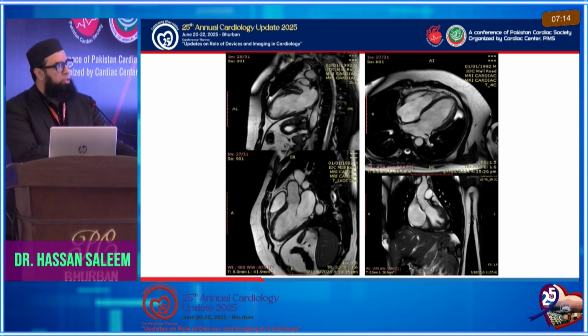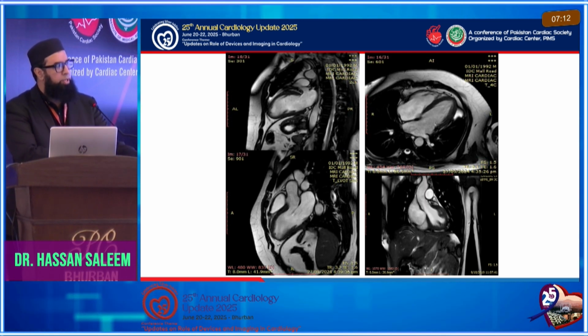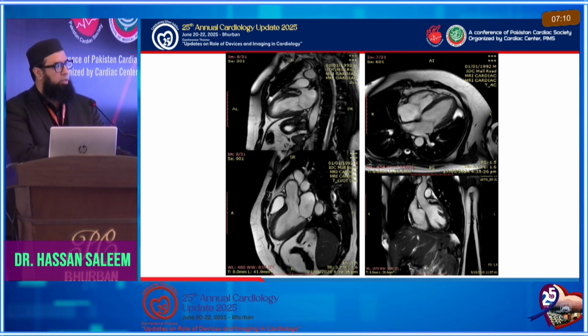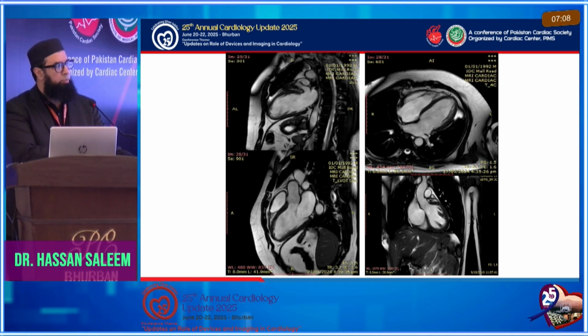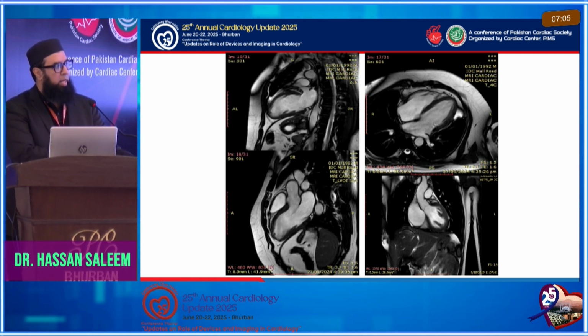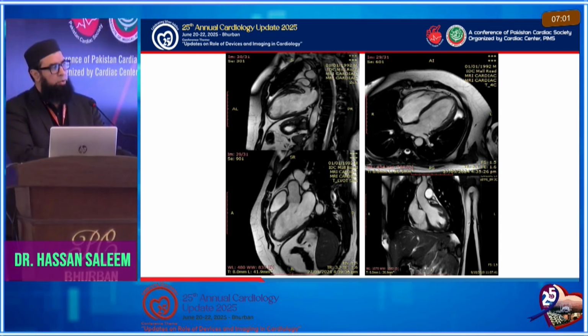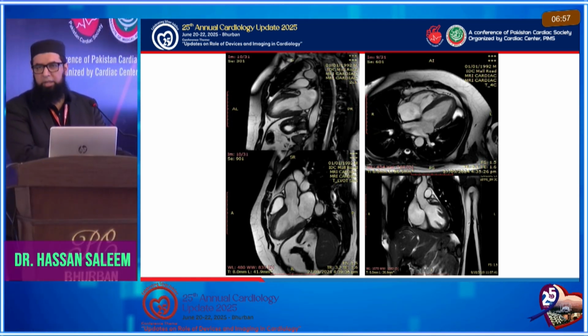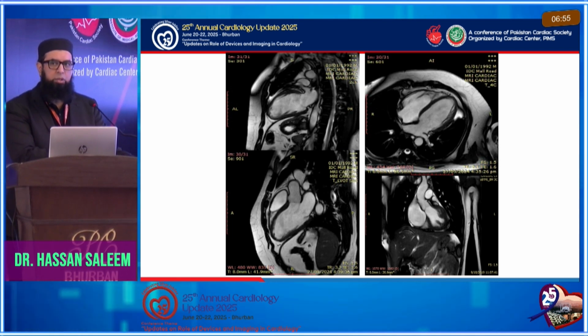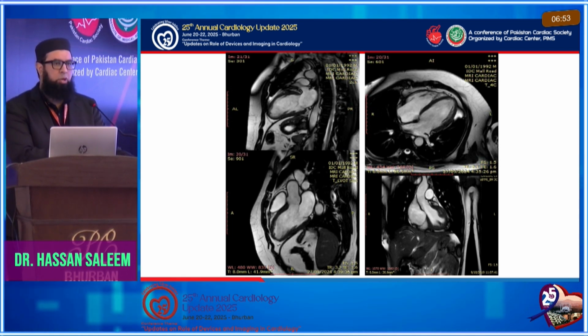All right, so this is basically the two-chamber view. The other one is the four-chamber view. And this is the three-chamber view, where you can see the blood moving from the LA into the LV and then going into the aorta. You can see the LVOT as well. In MR, there is no radiation and there's no time limitation. You can get as many planes as possible.